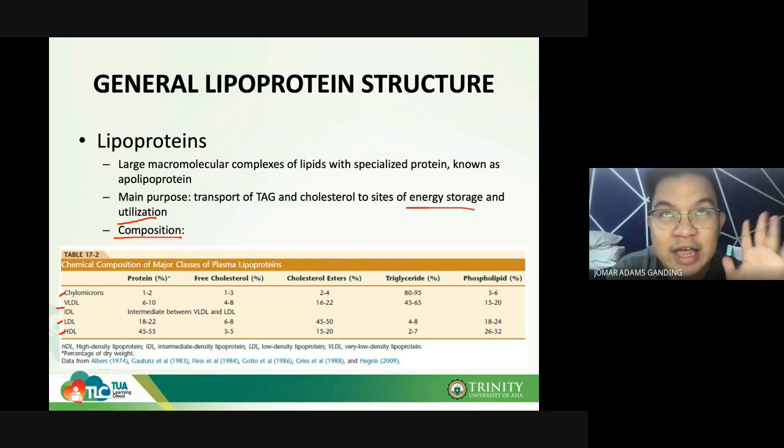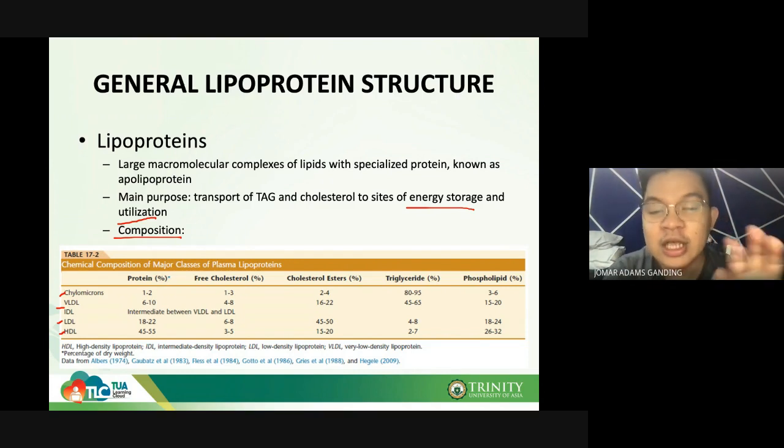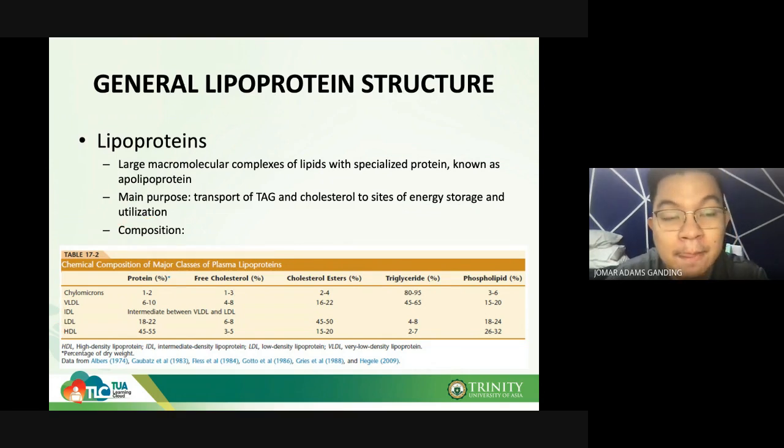According to Henry's, the five major lipoproteins are as follows: your chylomicrons, your VLDL, also known as very low density lipoprotein, your IDL, your intermediate density lipoprotein, your LDL, which is your low density lipoprotein, and finally, ladies and gentlemen, your HDL, also known as your high density lipoprotein. And I want you to familiarize yourself with this specific table. Not to memorize the numbers, but I want you to generally see the structure or the components of each of your lipoproteins.